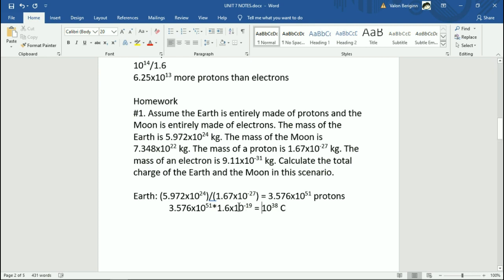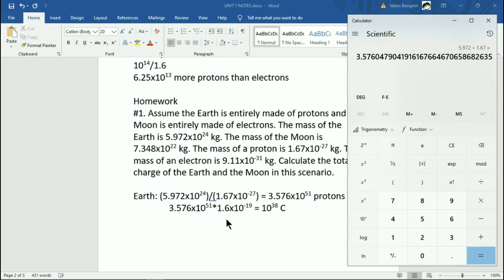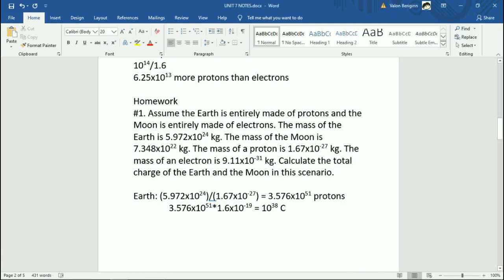And then we multiply that. So we have 3.576 times 1.6. So I'll just do 5.72. So we have 5.72 times 10 to the 38 coulombs as the charge of your proton Earth. And just to be as clear as possible, since it's a positive charge, I just want to put the plus in front of it. Of course that's a positive number, but it's good to do that just to make sure you're 100% confident and you know exactly what you're doing.